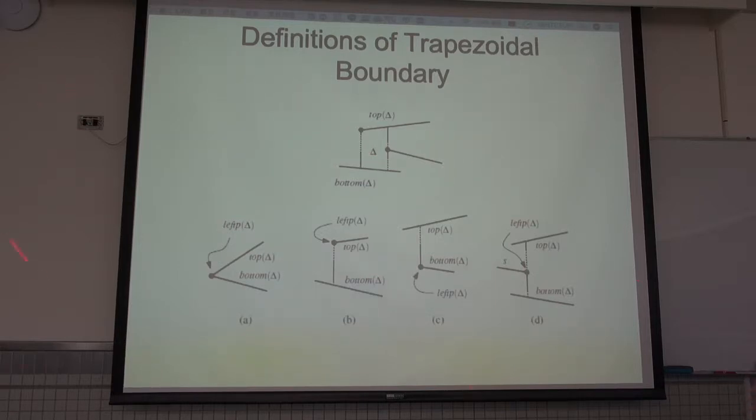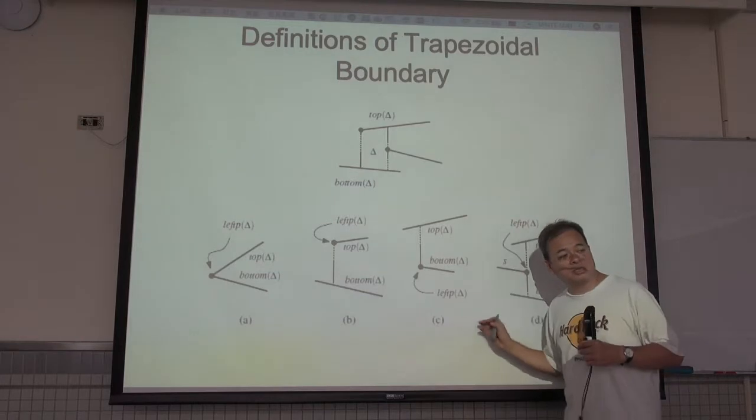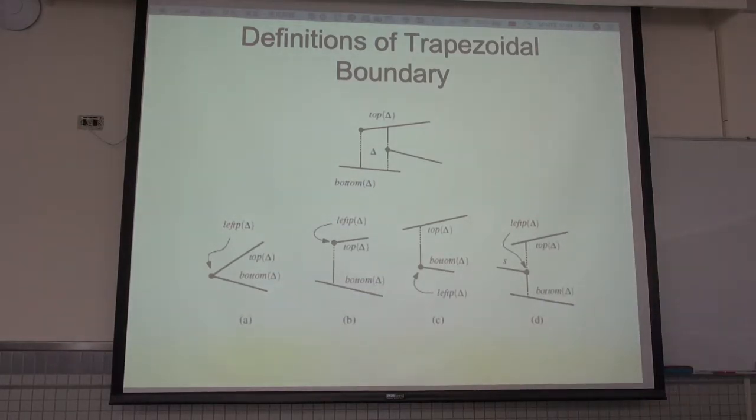Of course, this discussion also applies to the right P. For the right P of a trapezoid, there are also four cases, something like this. So keep this in mind, because later we are going to make use of this property in our analysis.